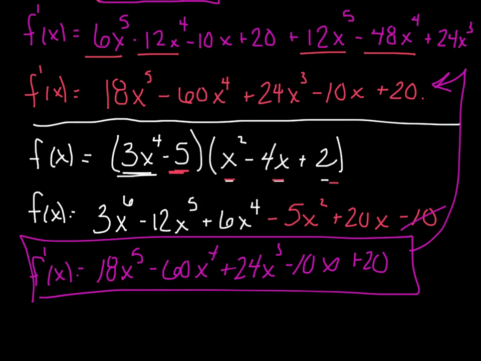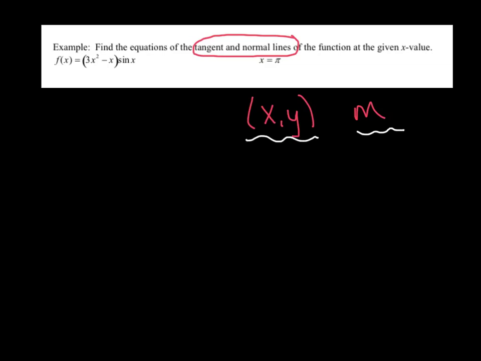Sometimes you just can't. Next example, find the equation of the tangent and normal lines of the function at the given x value. Now, anytime you see something about a line, whether it's tangent or normal, you're still saying to yourself, I need a point, an xy, and of course a slope. Now, your xy is typically your algebra, and your slope is your calculus. So let's say to myself, if I know my x value is pi, can I quickly go get my y value? Well, of course. Just find f of pi.